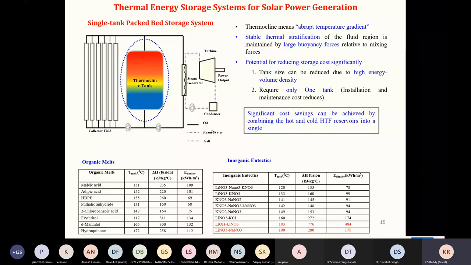In fact, again, I'm unable to show some detailed systems. Why? Because there are IPs involved. Some industries are participating, mainly Indian Oil and other big companies. So I am unable to show that, but I'll give you glimpses of this. There are different organic materials and inorganic materials for the storage medium, with different temperature ranges, energy densities, and heat of fusion. You can see here, and different fluids can be employed.